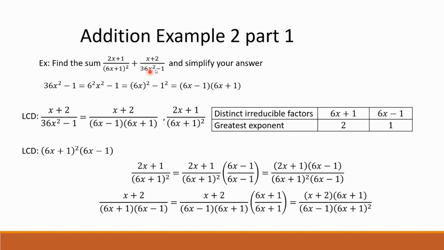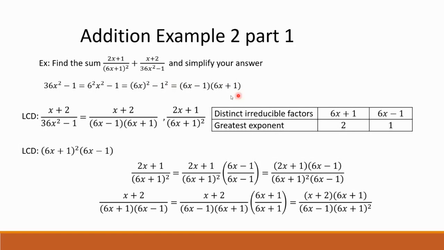So let's factor. This denominator is already factored, right? This one, well, it's not quite factored. Let's factor it. As you can see, 36 is 6 squared, right? That's a square. So we actually have a difference of 2 squares here. That's what I'm showing here. We have 36, which is 6 squared, times x squared, minus 1, which is 1 squared, which is equal to this product.